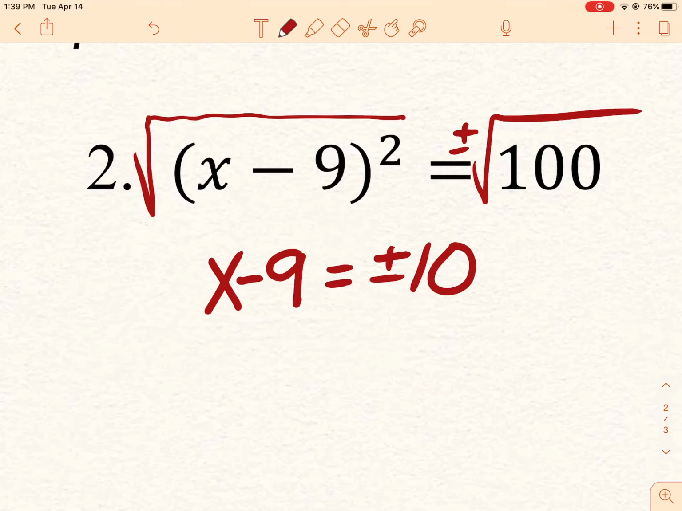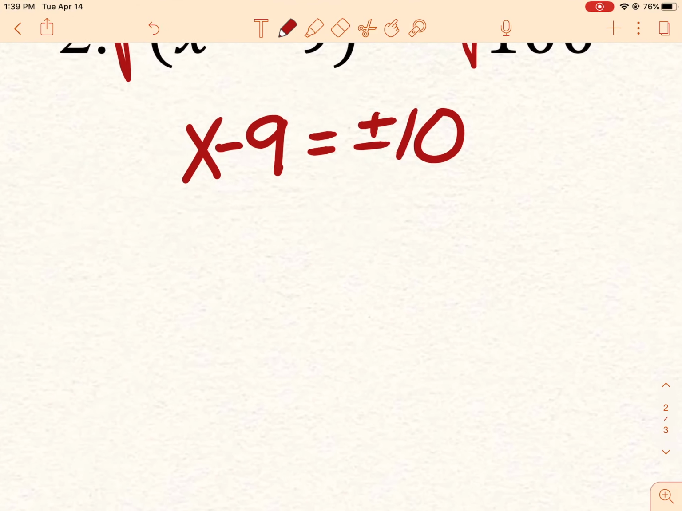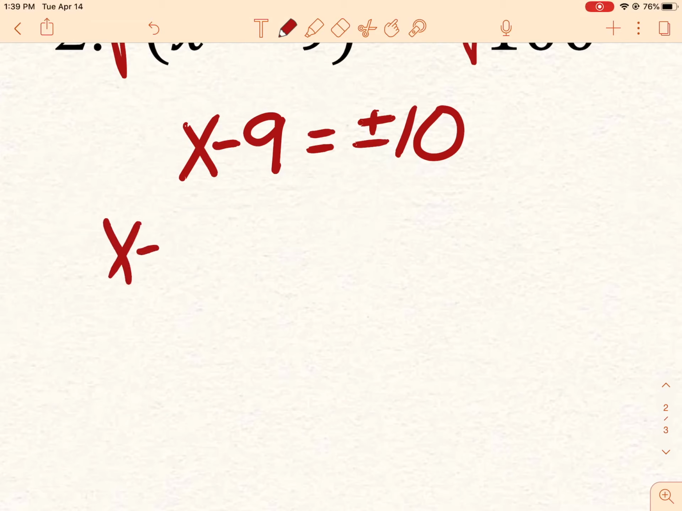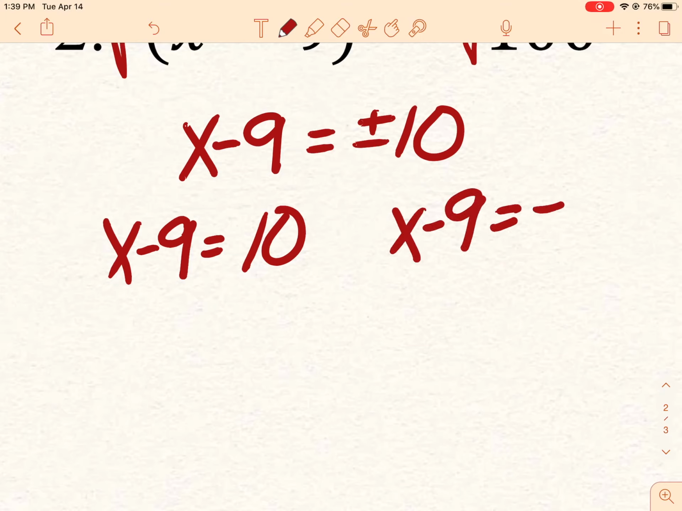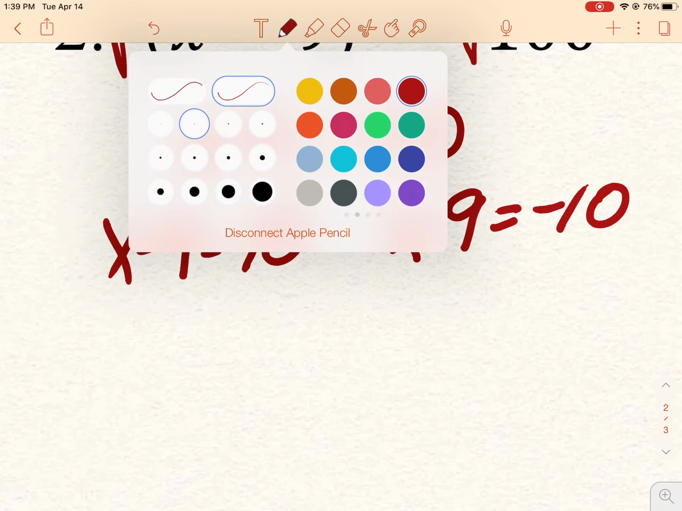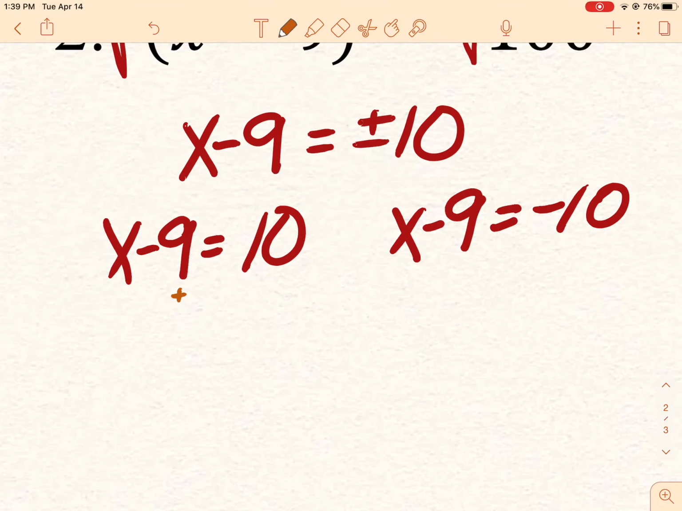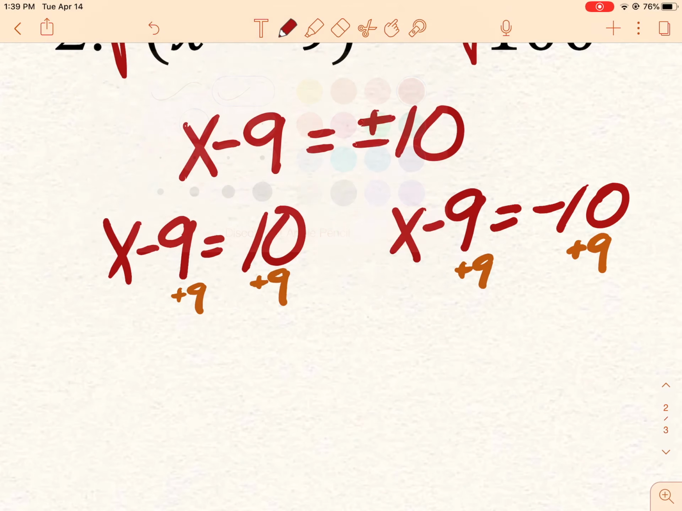I think it's probably easiest to understand it by writing this out as 2 separate equations. You get x minus 9 equals a plus 10, and x minus 9 equals negative 10. So instead of trying to do it all at once with a plus and a minus, write it as 2 separate ones. Then over here, you would add 9 to both sides. Same thing on this equation when you get there.